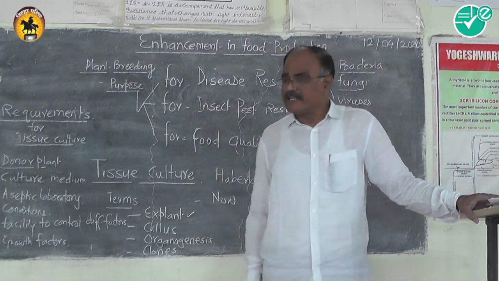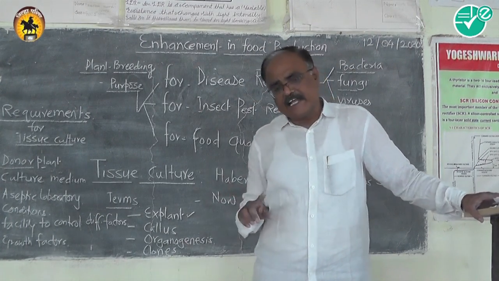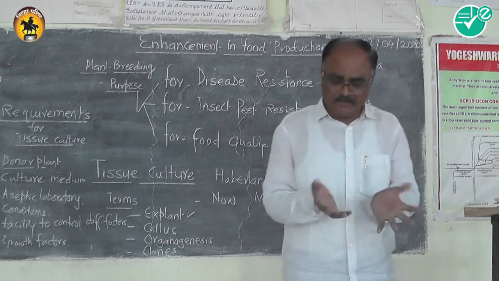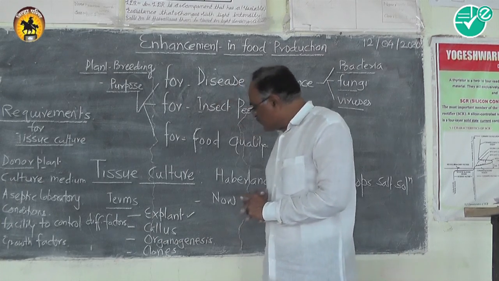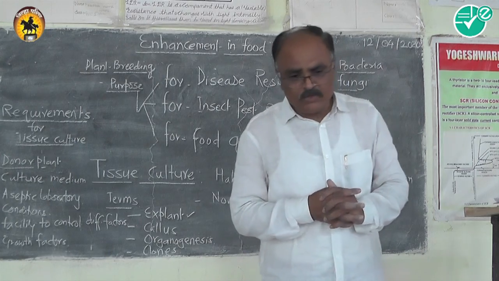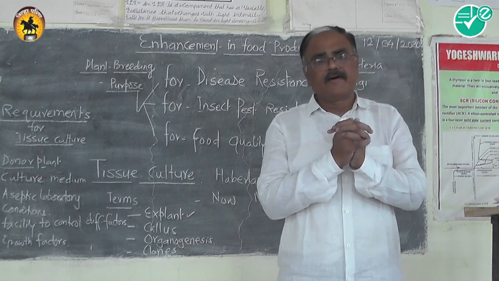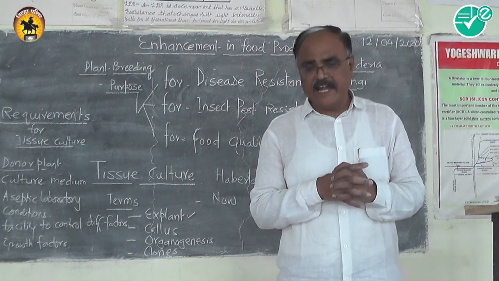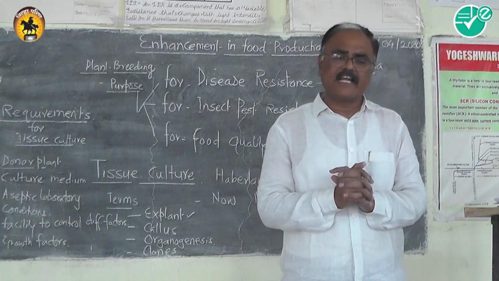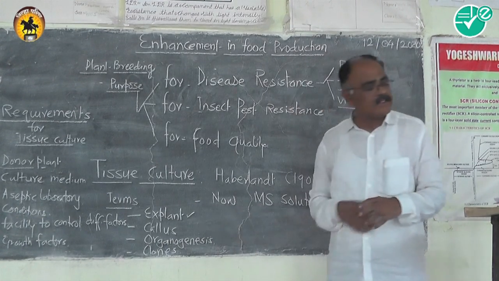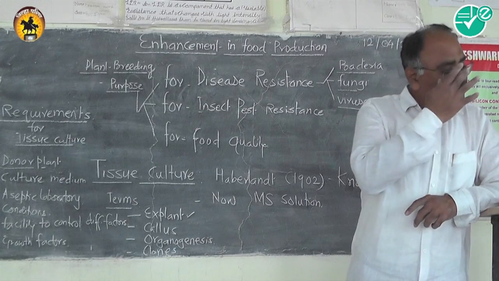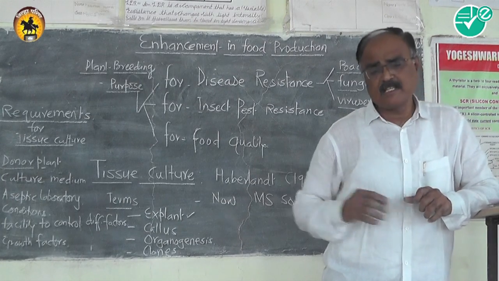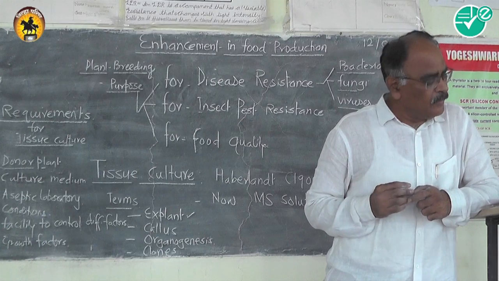In that growth, mitotic cell division takes place, and what happens? All the vegetative cells form a mass of unorganized, undifferentiated cells, which we call callus. In this callus, the cells are unidentified. All cells are similar, parenchymatous, no doubt.